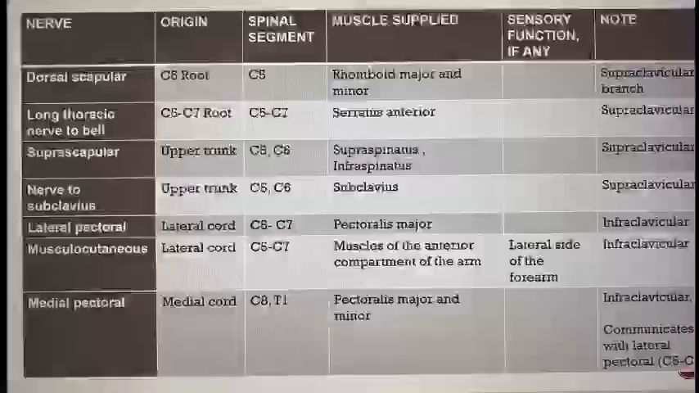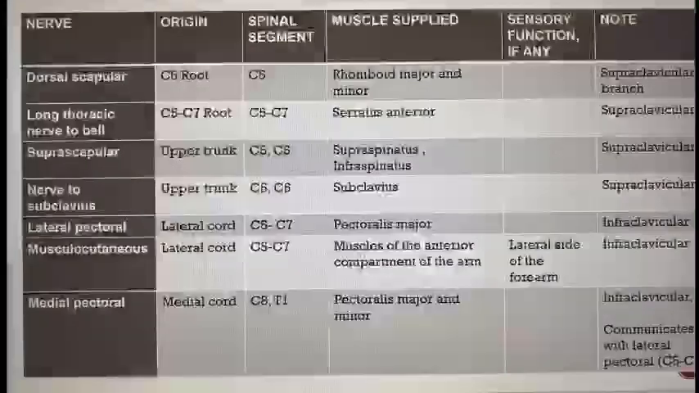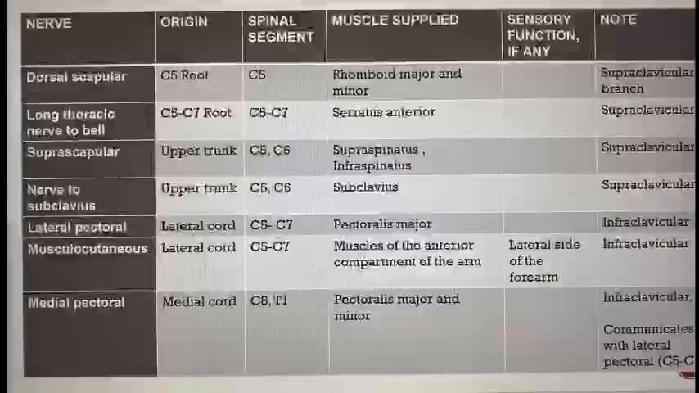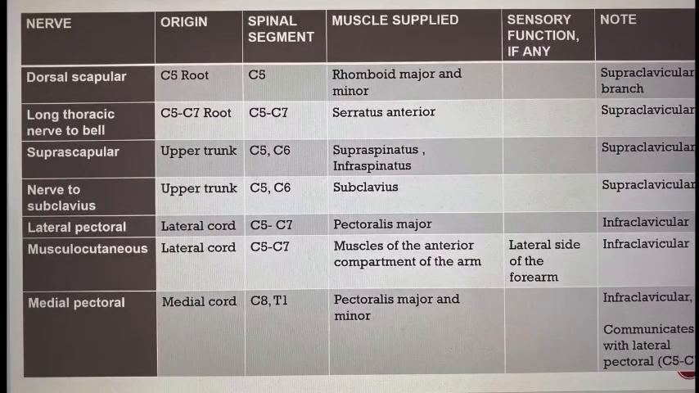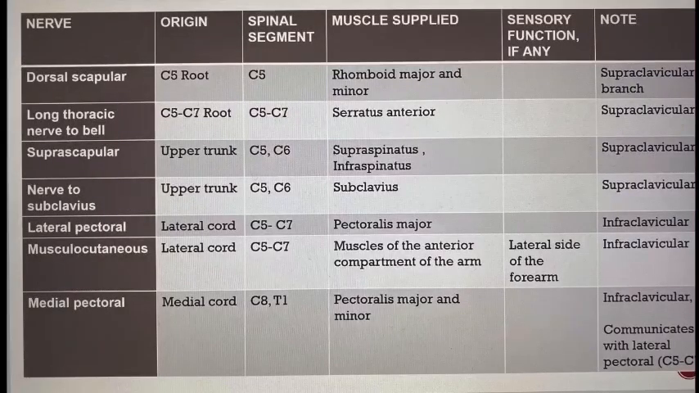The dorsal scapular nerve, its origin is the C5 root. It's a supraclavicular branch that passes posteriorly, often pierces the middle scalene muscle, runs along the medial border of the scapula. It supplies the rhomboid major and the minor muscles.